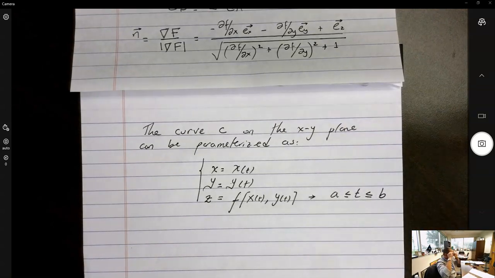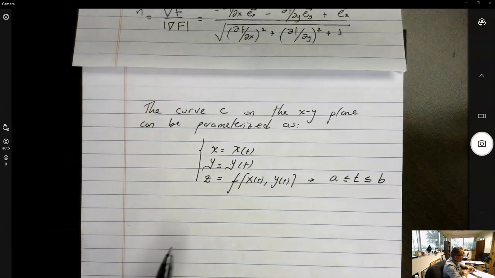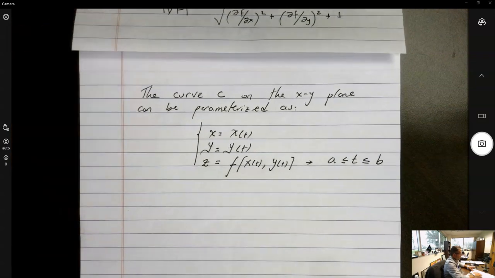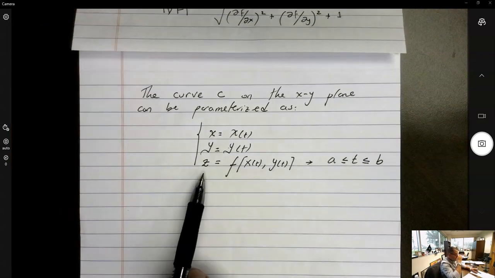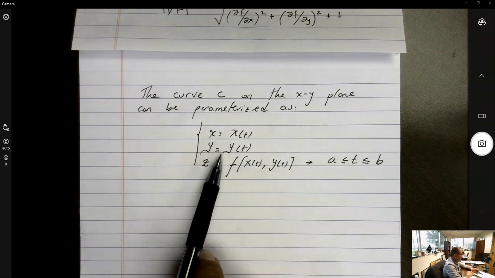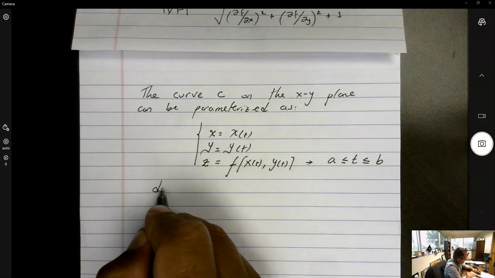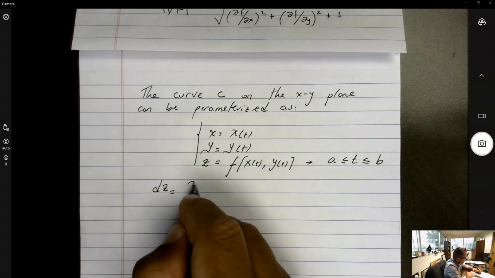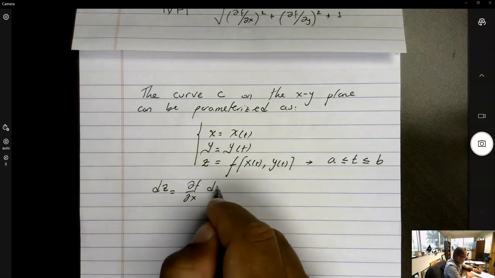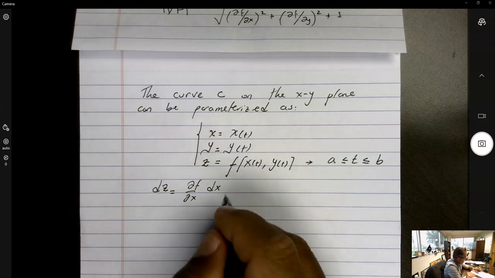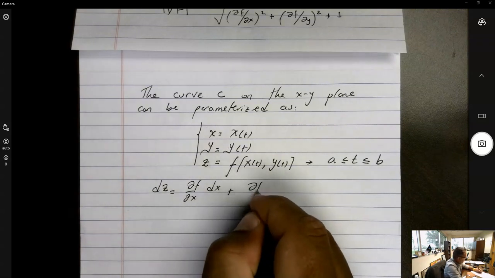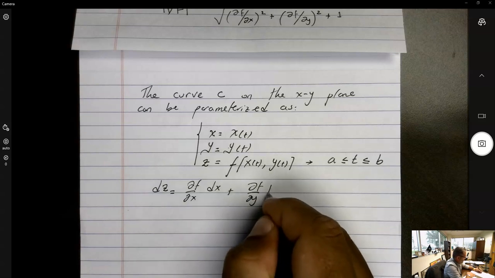So if we can somehow find an angle theta or a parameter t by which we can make this conversion or parameterization of the given function that defines the surface, then we'll be defining the line that wraps that surface. So in addition to this, we can take the full differential of dz, and by applying chain rule, this would be df dx times dx plus df dy times dy.